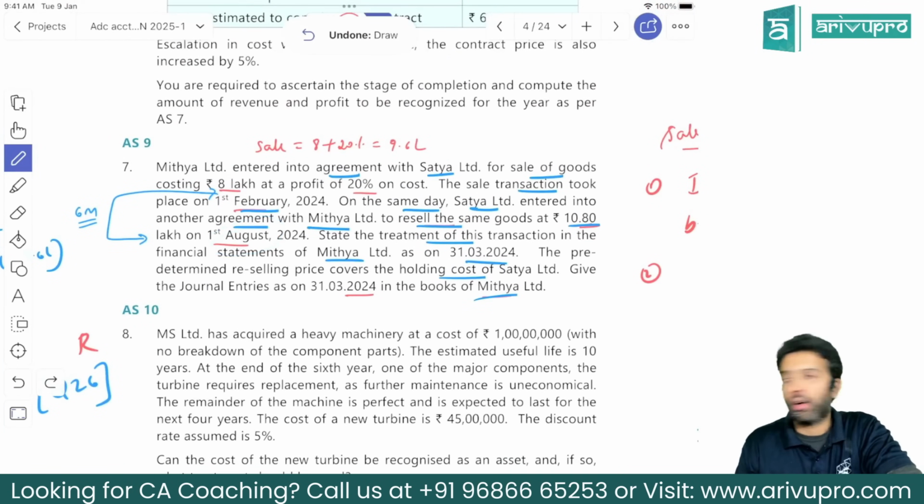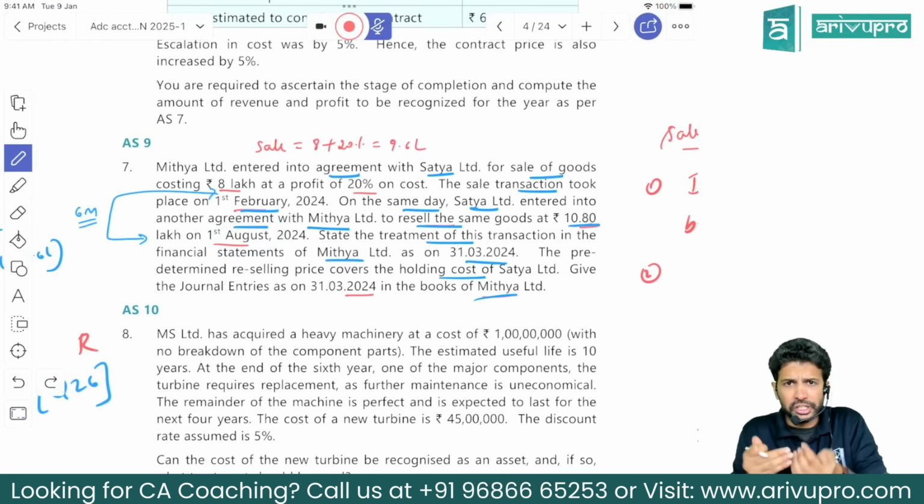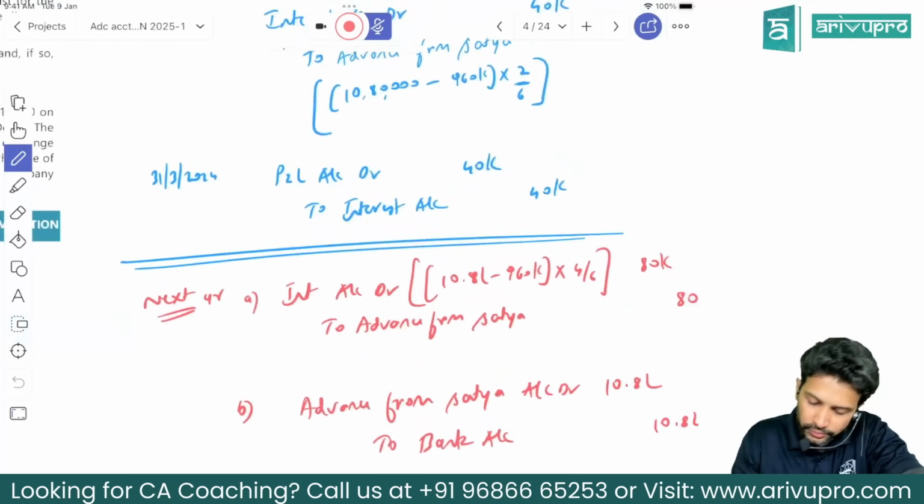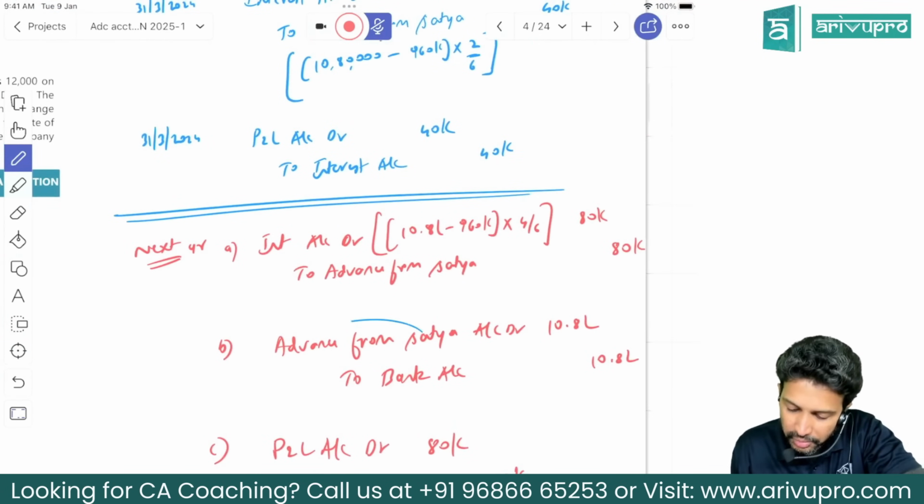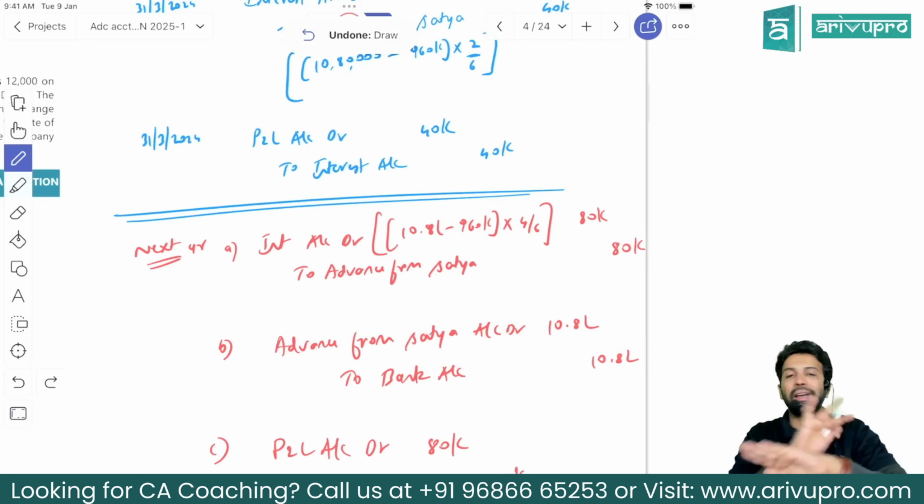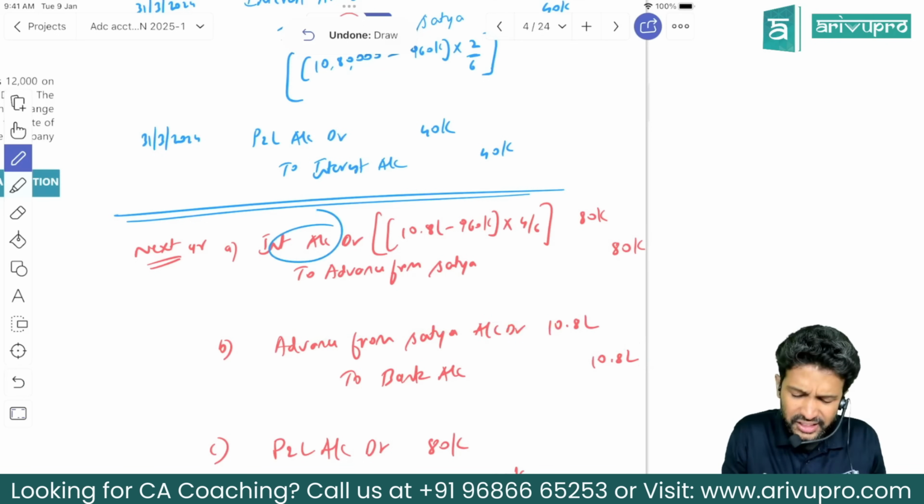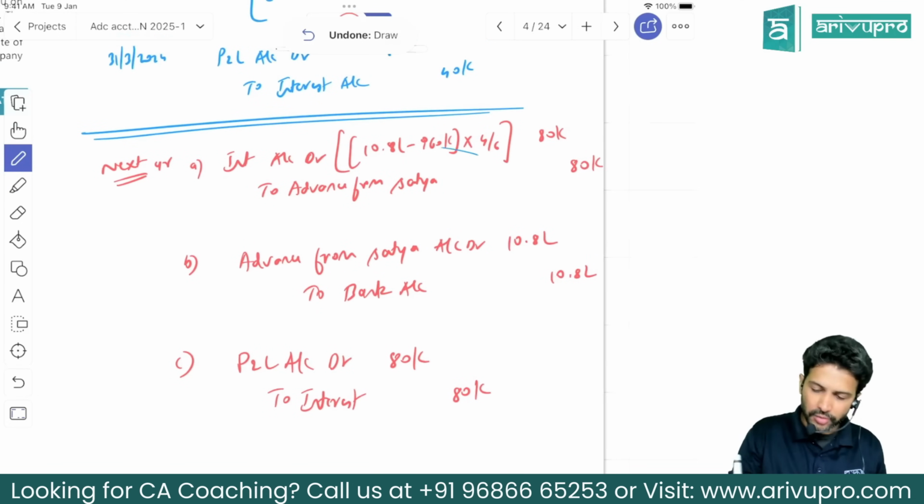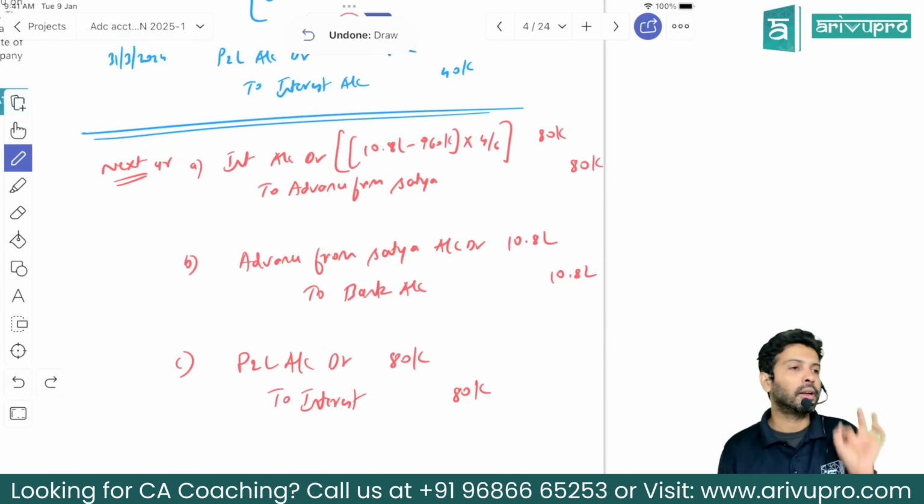Then, when do you have to repurchase? 1st August. On 1st August, what do you have to do, sir? You have to repay this loan, correct? Because when you repurchase, obviously money will go out. So on 1st August, the journal entry will be advance from Satya account debit 10,80,000 to bank account 10,80,000. That way, this advance account will completely get nullified. And this interest charge is an expense that will be transferred to next year's P&L account. They have not asked this, I just wrote it for your reference.